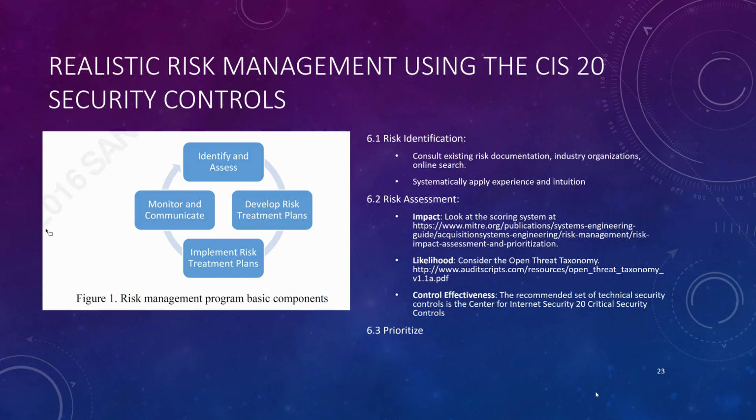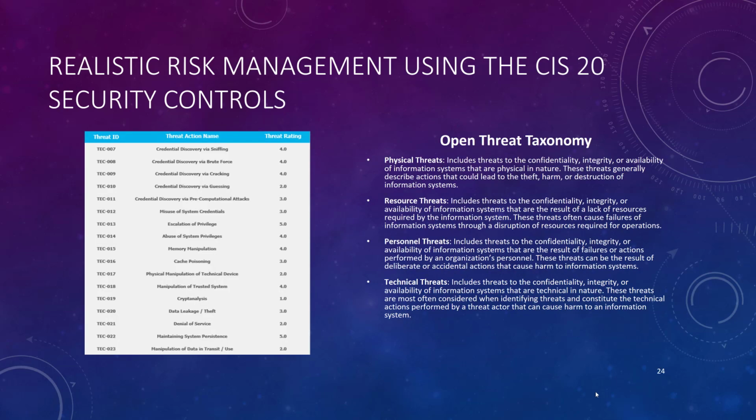As you can see in the right frame, I've identified some websites you can potentially look at. There's a methodology from MITRE on risk impact assessment and prioritization for impact, and then for likelihood, I've focused on the open threat taxonomy and provided an address to the PDF associated with that, but of course you can go and look for other sources, and then looked at what technical controls do we want to put in place. And this particular article talks about the CIS 20 critical controls. And from there you've got to prioritize, well, what are the highest risks within my environment, and how am I going to tackle those risks?